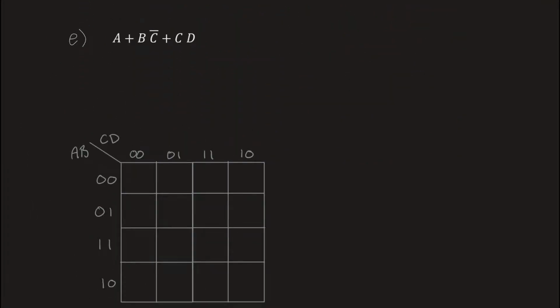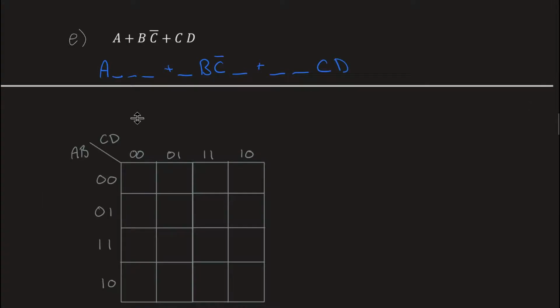Alright, the last one. So again, already in sum of products, it's not in standard form yet, right? Because we have A, but that's missing B, C, and D. This one's missing A. We have B, C naught, and it's missing D. And this one here is missing A and B, but we have C and D. So I think I'm going to need a little bit more room.